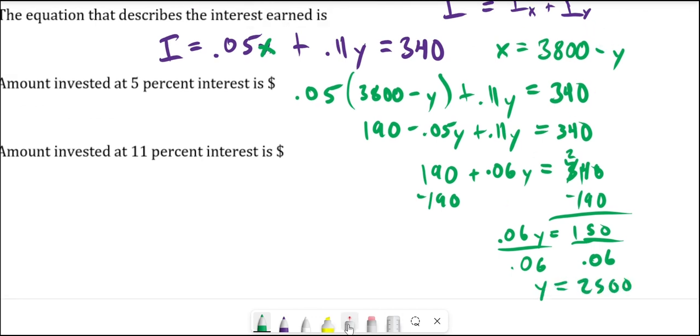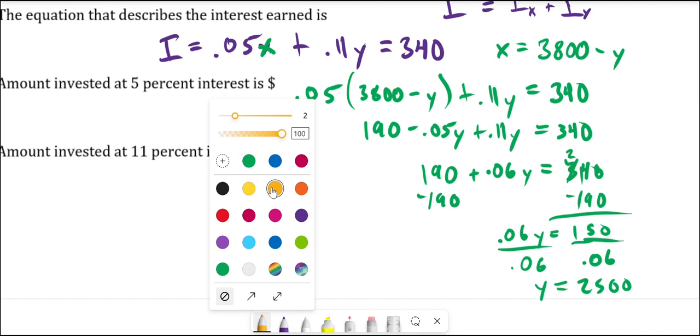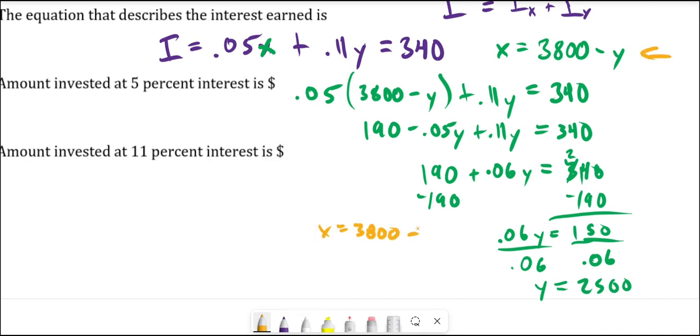And now we can go back to our equation for x right here, and we can say that x was 3,800 minus y, which we now know is 2,500. And this, of course, gives us 1,300, and that is the amount for 5%, while 2,500 was the amount invested at 11%.